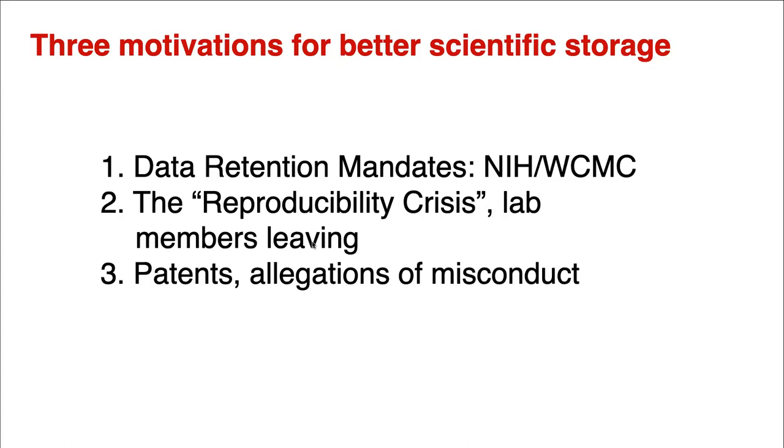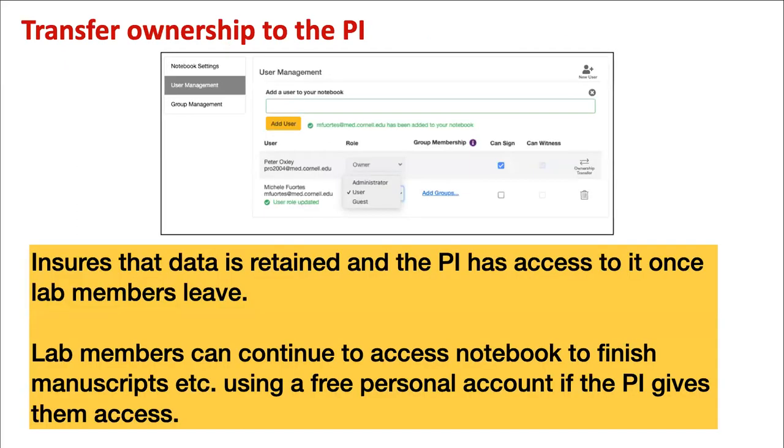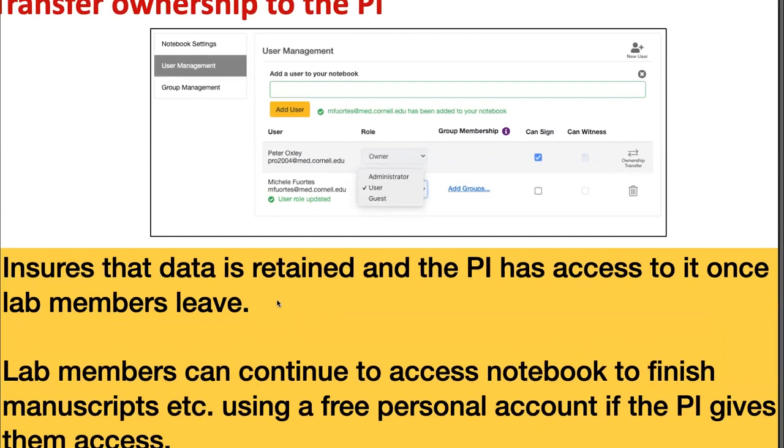And then the other thing, which is also useful, since everything in LabArchive is time-stamped and recorded, if you make changes, LabArchive records the changes. So it's very useful for a patent application, also to defend yourself against allegations of misconduct. So again, this is very important. Transfer ownership to the PI. So the data is retained, the PI has access, and then you can continue to access it on your own.